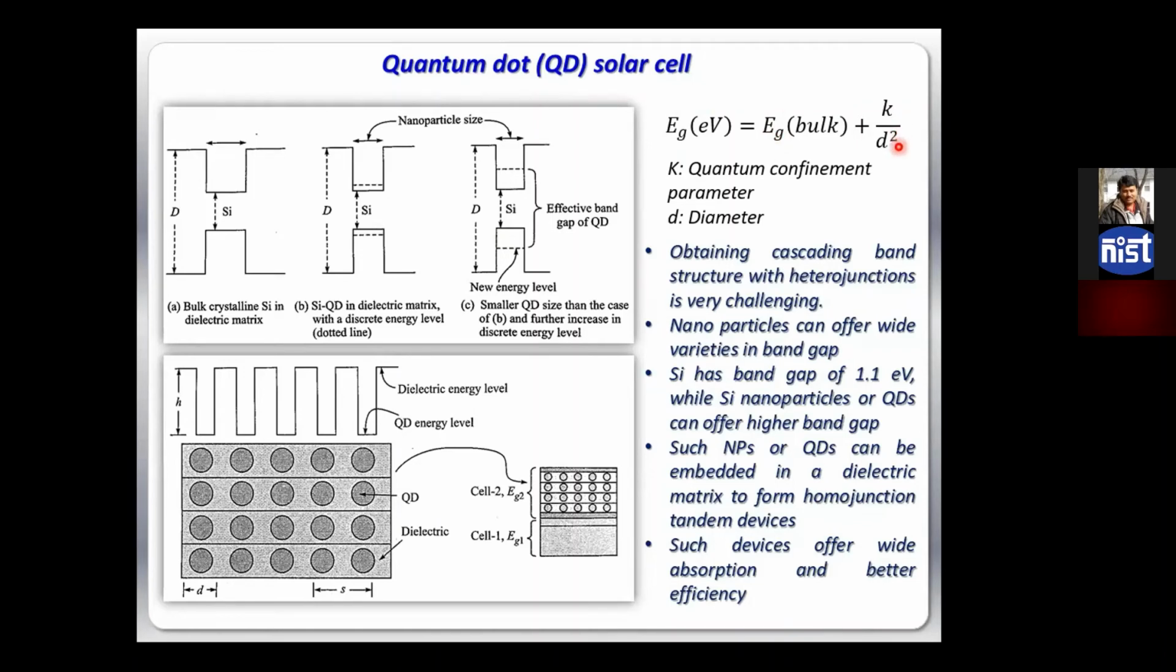K is the quantum confinement parameter and d is the diameter, that is the dimension of the material. So lesser and lesser d will create higher and higher Eg. So that gives us a very unique feature in our hand.